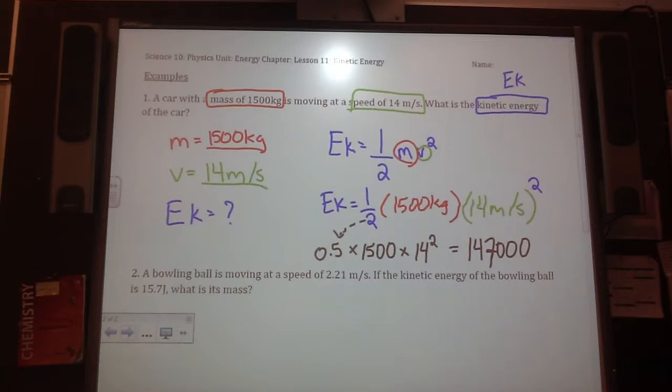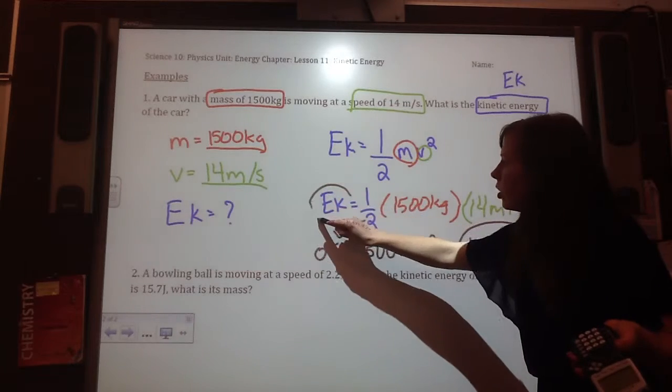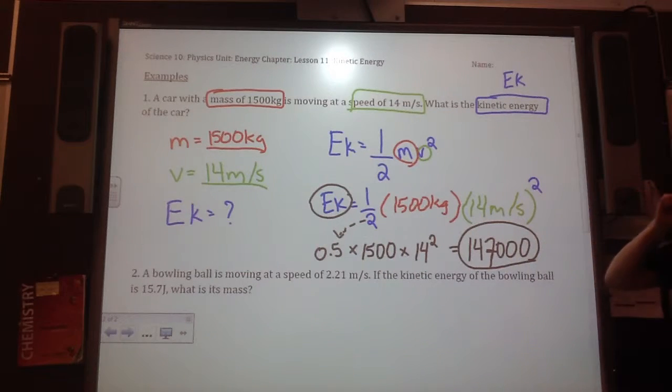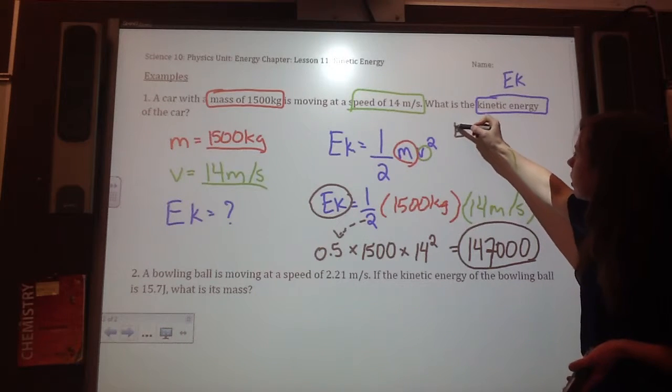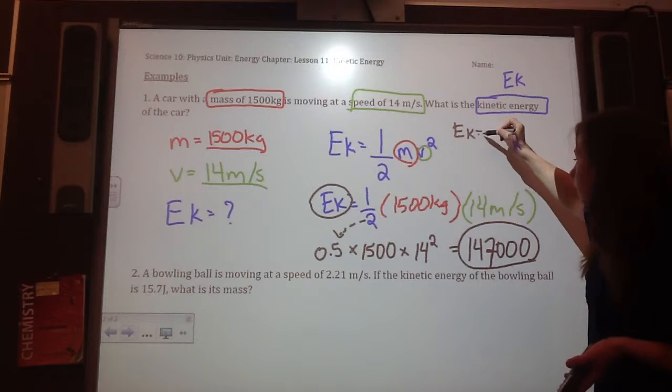Okay, result. So that's a number that just came out of my calculator. Well, what does it mean? What was I looking for? Kinetic energy. So that's kinetic energy. What are the units of kinetic energy? Joules. So my final answer.